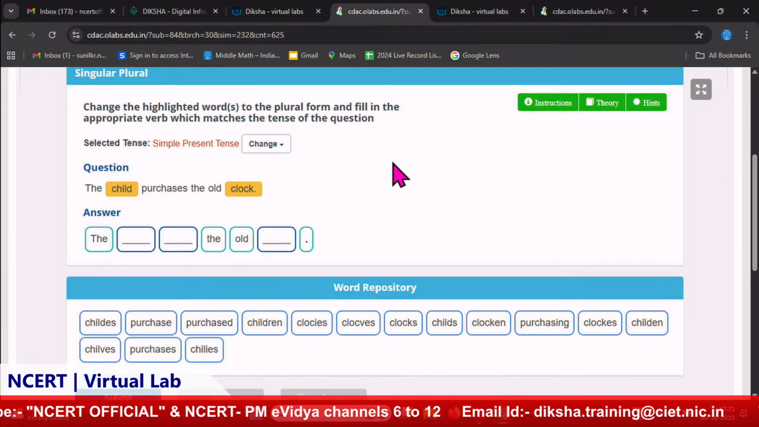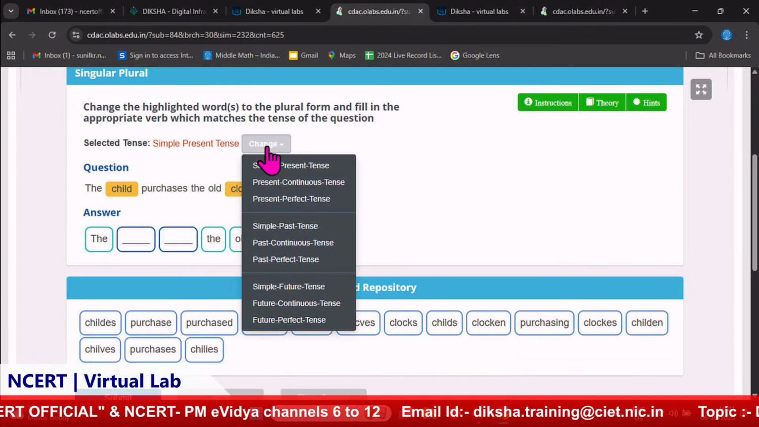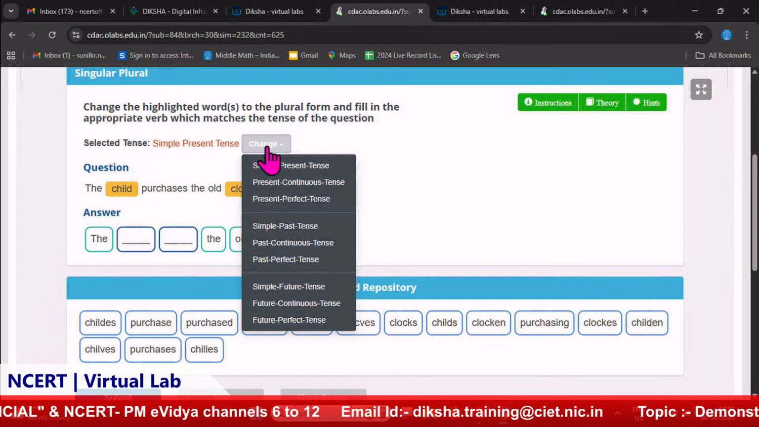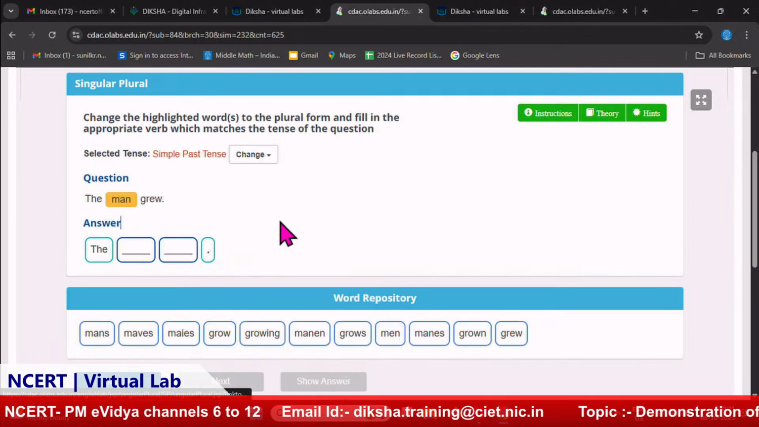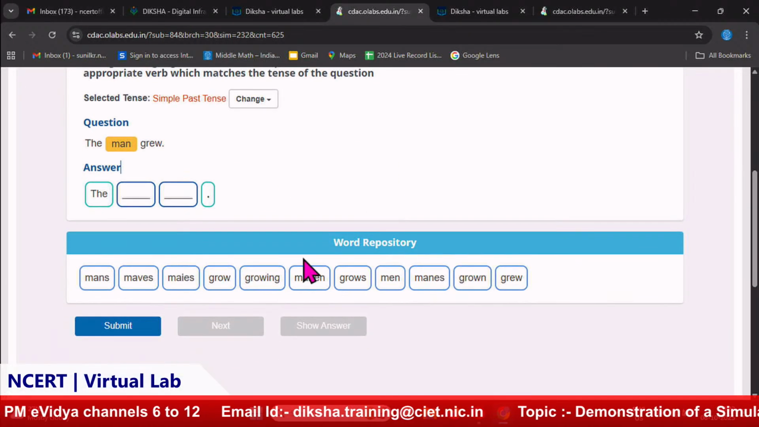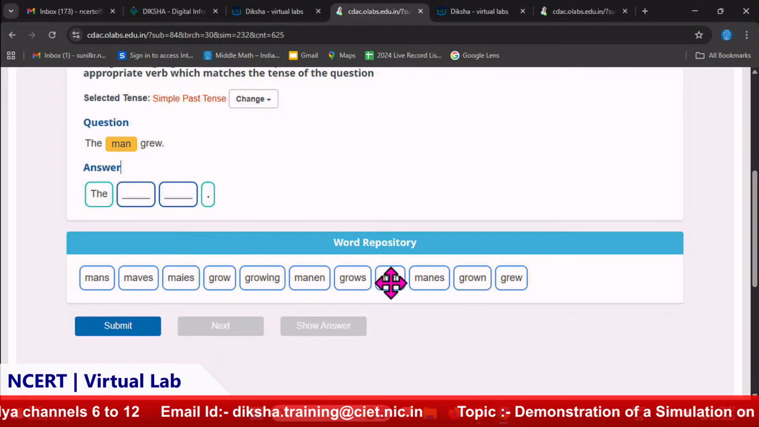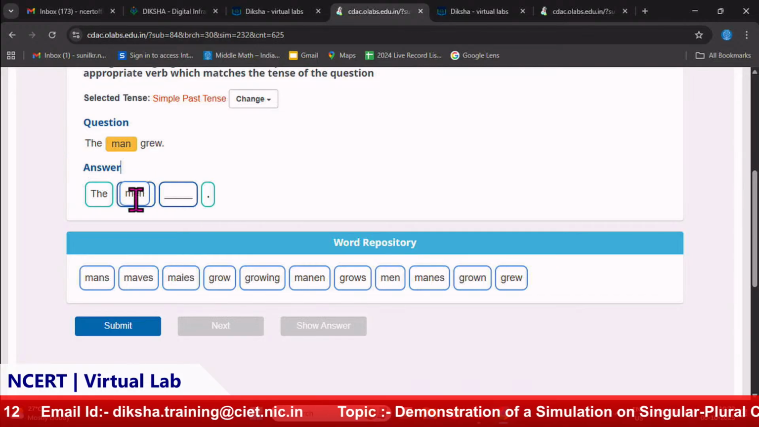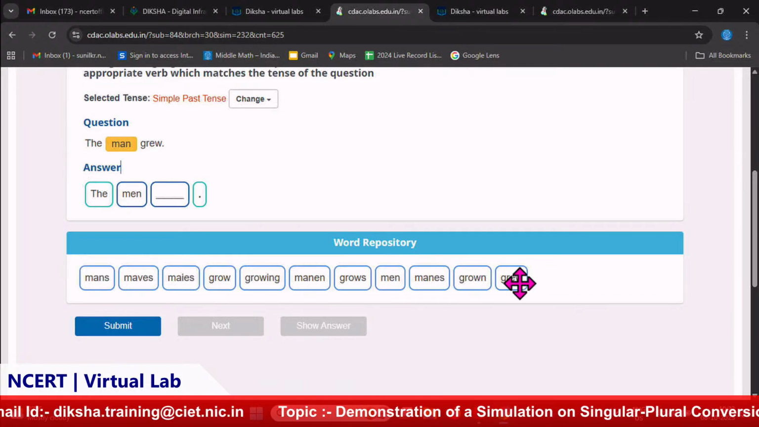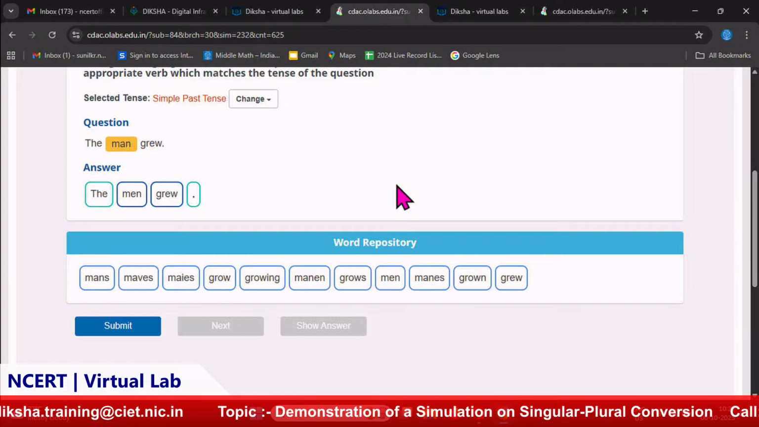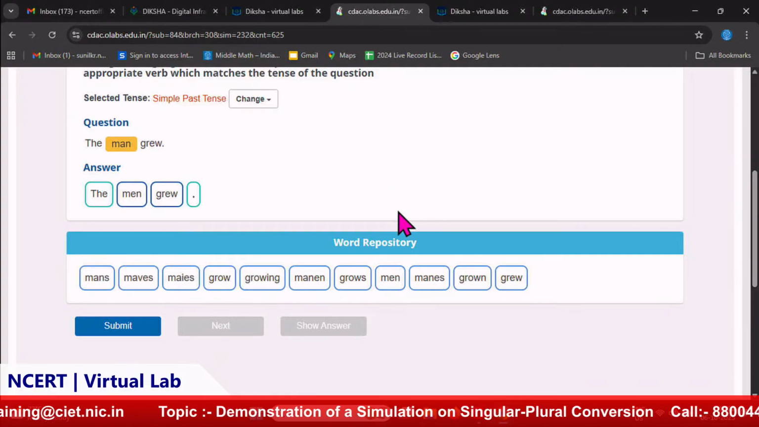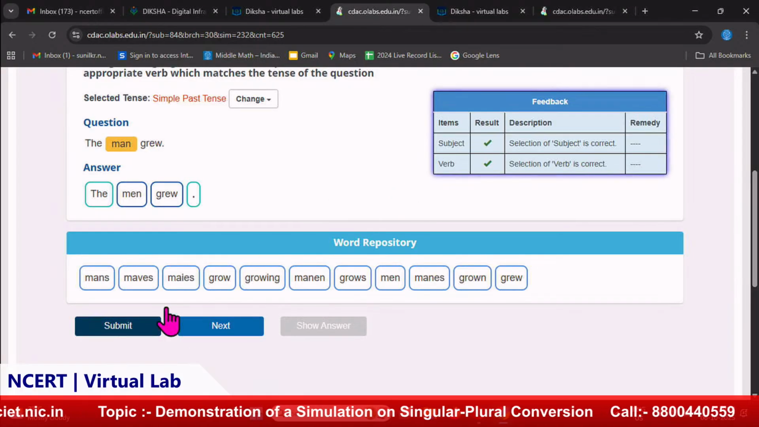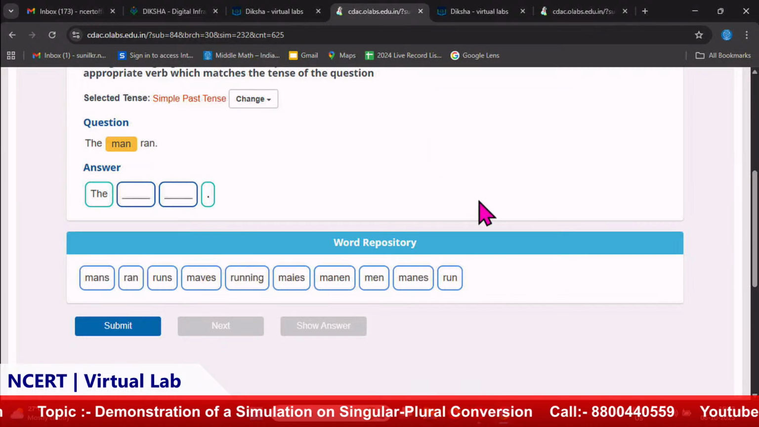Okay. Now, let us change the tense over here. Let us make it simple past tense. The man grew. So, we have to make it plural in simple past tense. The men grew. Okay. Great.